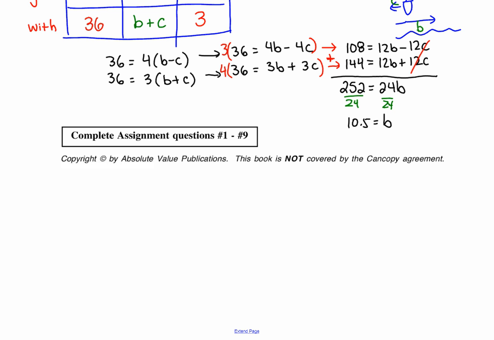Now we need to find C. Doesn't matter where you sub in. Where do you want to sub in? Like over here, or second one here? Okay, 36, the second one, equals 3 times 10.5 plus 3C. 3 times 10.5 is 31.5. And then subtract 31.5. It's 4.5.